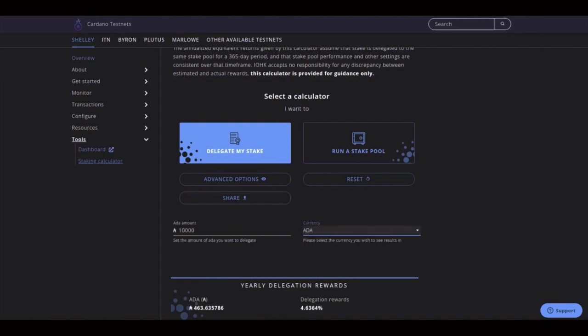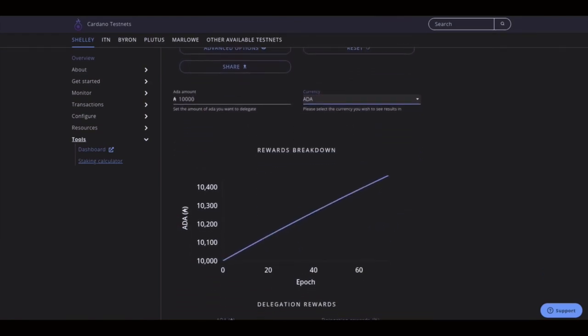So if we leave this on ADA and delegate 10,000 ADA, then according to the calculator, with these pre-selected parameters that you now can't see, we would get this result. After 1 year, you would turn your 10,000 original ADA into 10,463 ADA with these pre-selected parameters.